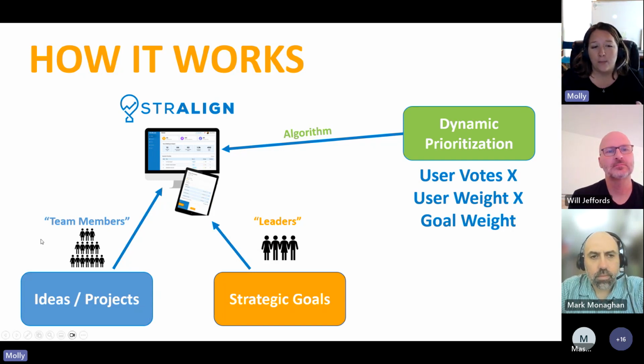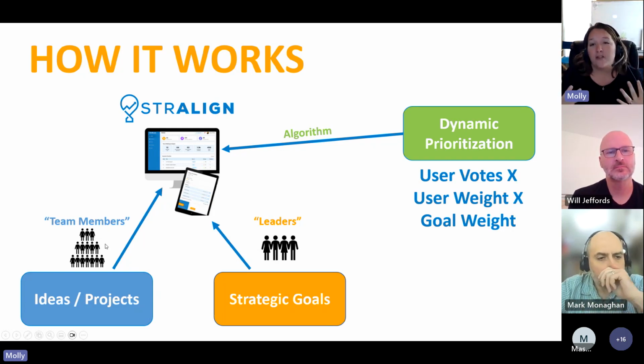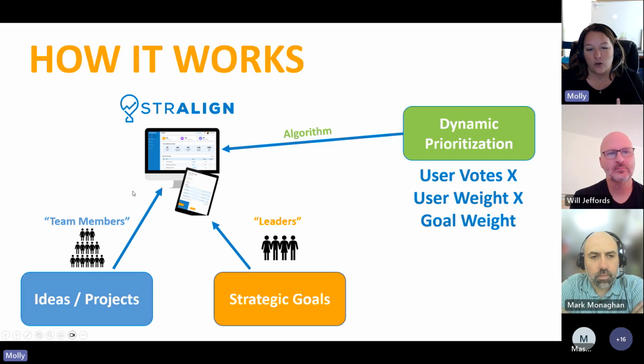And then we have the team members, which for some organizations might just be your subject matter experts. We're seeing one organization use it with their leaders being their C-suite and all of their managers and VPs being team members. But these are the people that are bringing forward new ideas and are close to understanding how those ideas might impact the strategic goals. And where the magic comes in, we call it an algorithm.